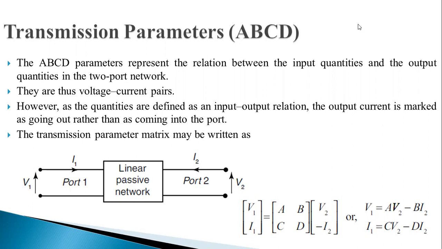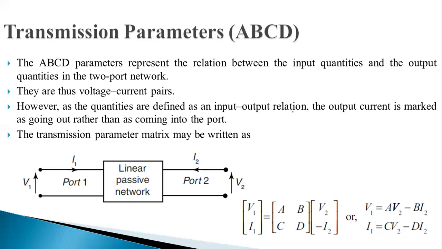So the transmission parameter equations we can write: V1 equal to A V2 minus B I2 and I1 equal to C V2 minus D I2. The diagram is shown here. The current I2 is considered negative here because the current is coming out of the output port instead of going in. The transmission parameters are obtained by short circuiting and open circuiting the port.